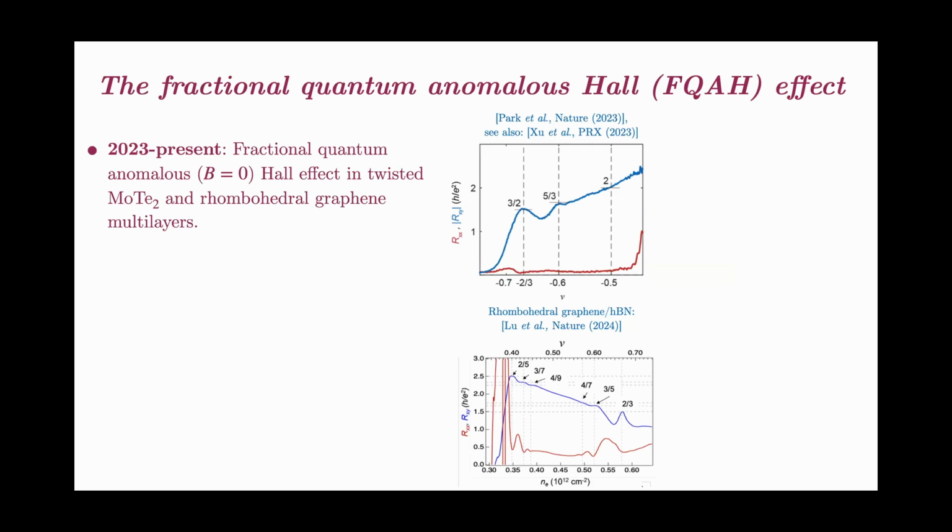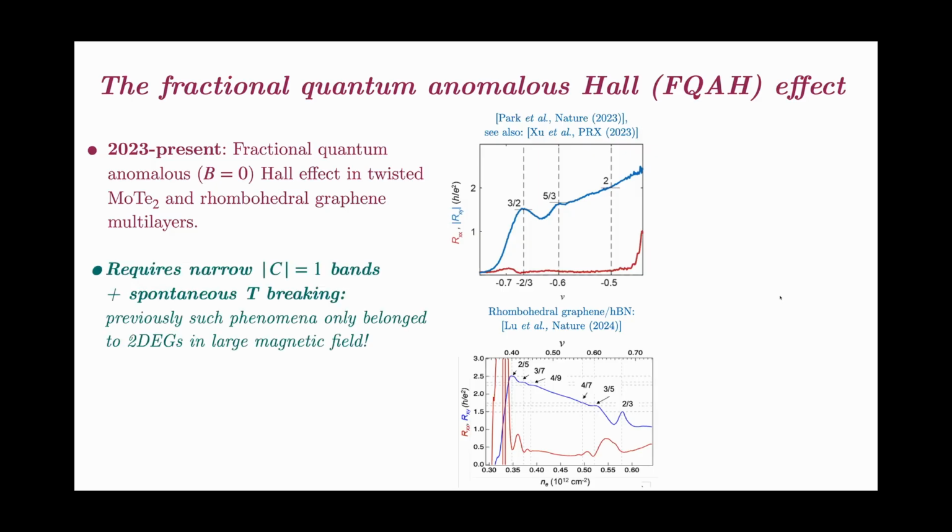Judy already gave us a wonderful introduction to fractional quantum anomalous Hall physics, so I'll go pretty quickly through this. But in 2023, in the context of twisted MoTe2 and subsequently rhombohedral multilayer graphene, this amazing phenomenon of fractional quantum Hall at zero magnetic field was discovered, as manifest in these two nice transport lineouts, although the data has improved since I took these screenshots.